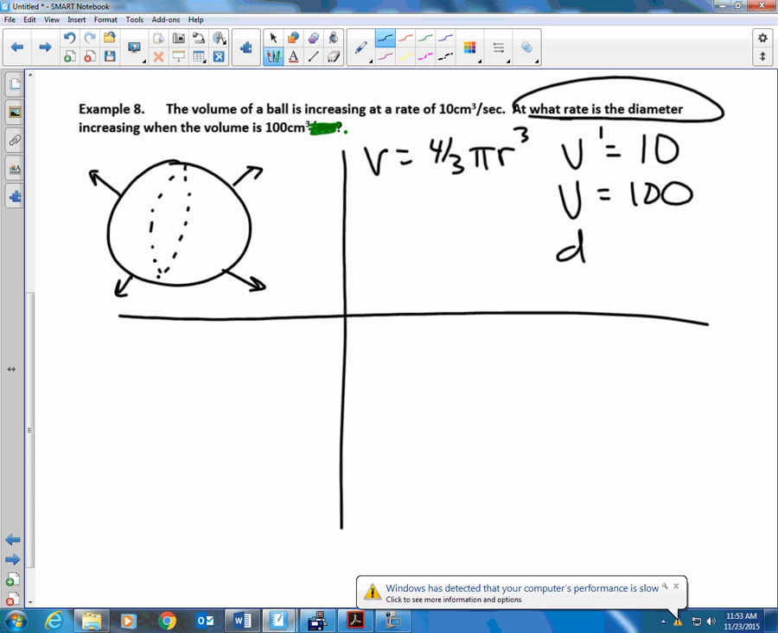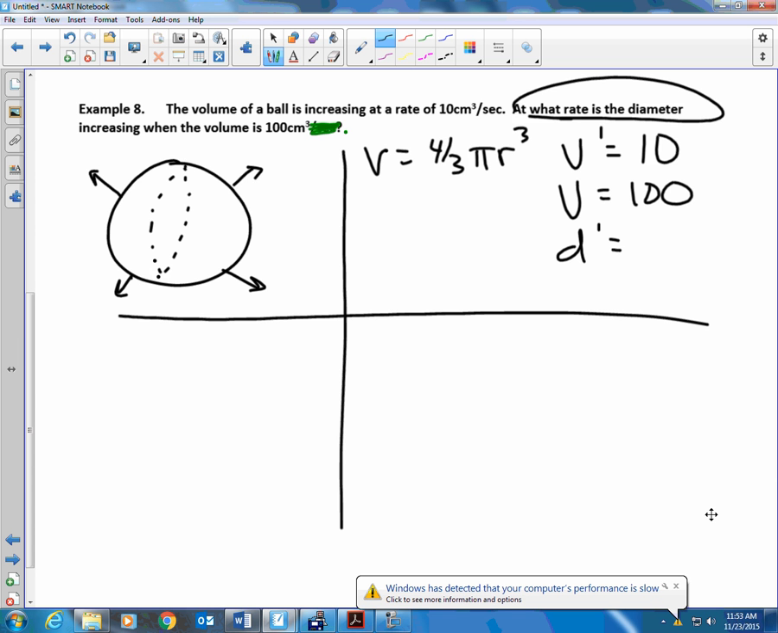D prime, thank you. Not just diameter, D prime. I need to know the rate at which the diameter is changing. Now, look at this. When you take the derivative, are you going to come up with a D prime? No, why? There's not a diameter in there, is there? So that's a problem, folks.